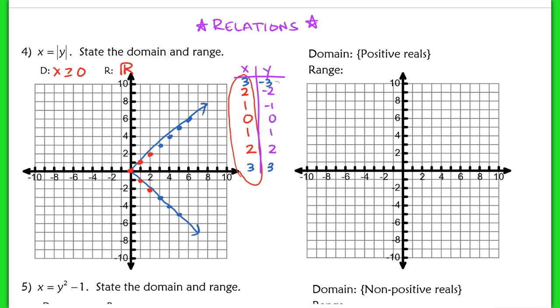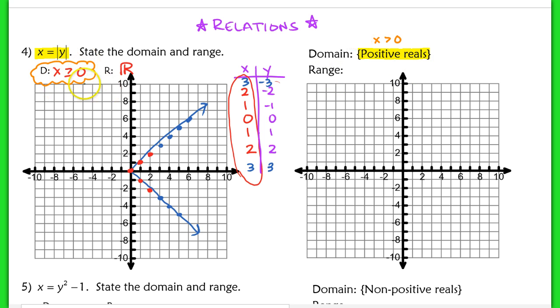Okay, so in the second graph here, we're going to still graph this relation x is equal to the absolute value of y, but this time our domain is restricted to just positive reals. So let's think about what positive reals means. That means x is greater than 0. Now, if you go back to the domain in your original graph here, this is really close to that restricted domain. It's just including 0 here.